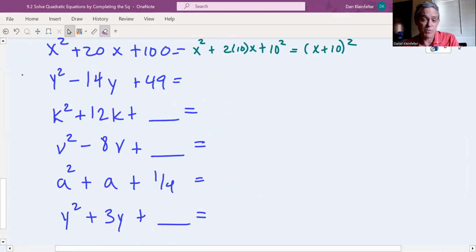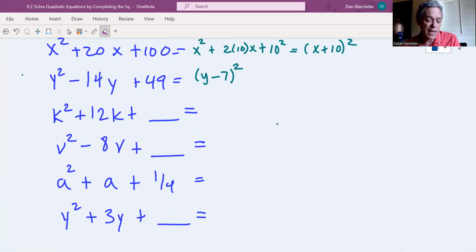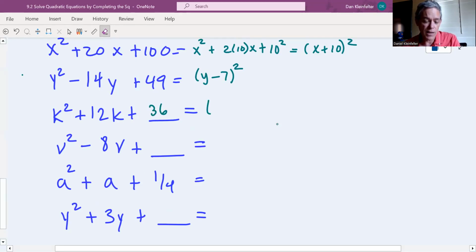Okay, a couple more. This one should be easy. I did this just a minute ago. This one will be y minus 7 squared. Half of 14 is 7. 7 squared is 49. In a way, knowing that middle term tells you automatically what the last one's going to be. Here, you can try this one. K squared plus 12k plus, if I'm going to do this the same way I did these last ones, what has got to be here? Well, half of 12 is 6. 6 times 6 is 36. You need to have a 36 there in order for this to work out the same way.